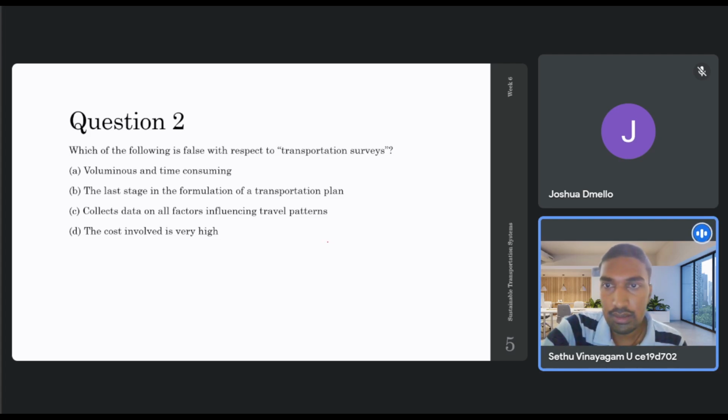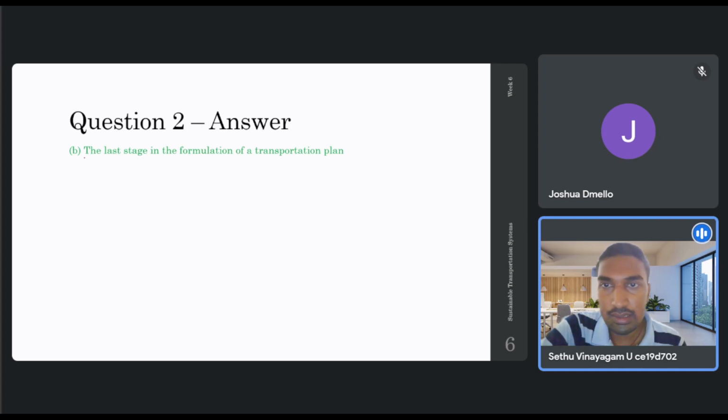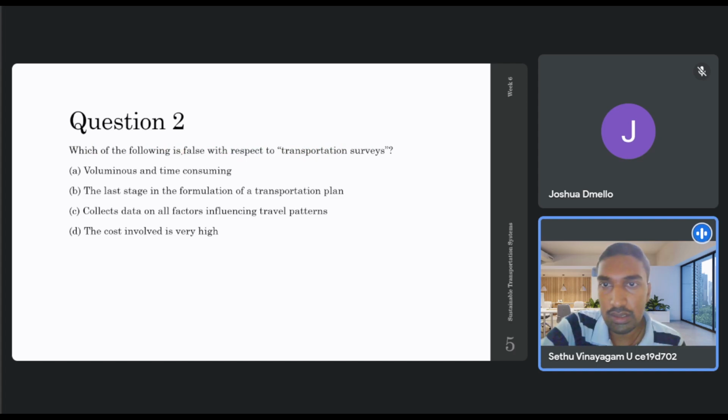So the right answer is actually option B, the last stage in the formulation of a transportation plan. Remember the question is asking about an aspect which is false about the transportation survey. One of these four options is incorrect, and that's what we are trying to identify with respect to transportation surveys. When we are doing the planning, we need to know about the current status, right?